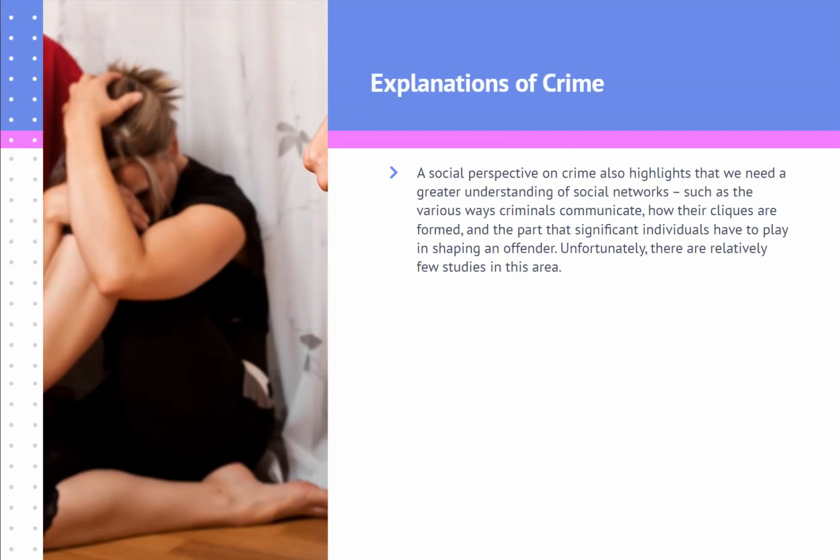A social perspective on crime also highlights that we need a greater understanding of social networks, such as the various ways criminals communicate, how their cliques are formed, and the part that significant individuals have to play in shaping an offender. Unfortunately, there are relatively few studies in this area.